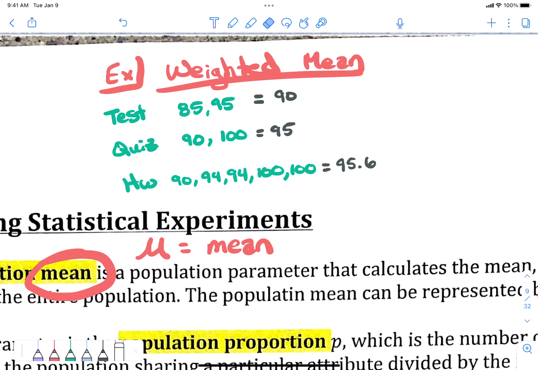All right. So these are each one of your averages according to the category. So if I was trying to find your overall grade, if they were all weighted the same.